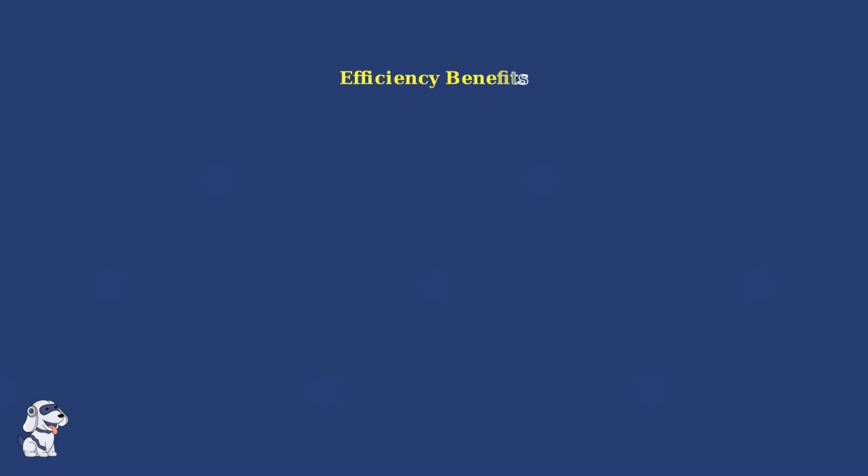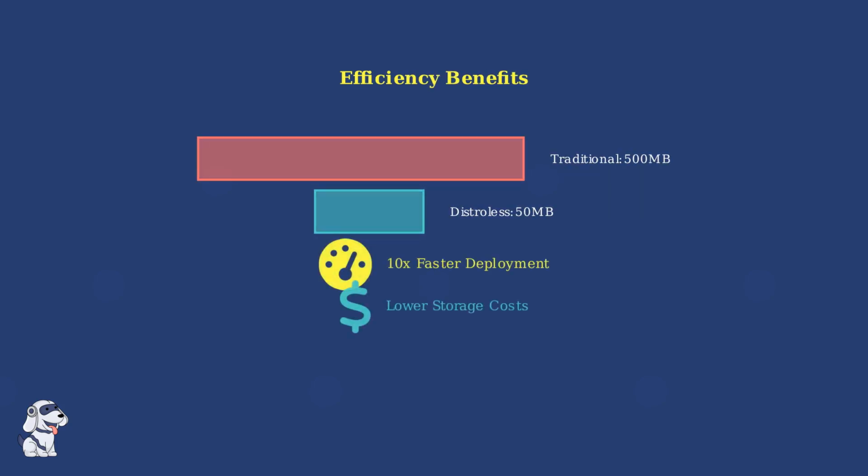Distroless images also provide significant efficiency benefits. Smaller image sizes mean faster deployment times, reduced storage costs, and quicker container startup. Your applications can scale more rapidly when each container requires less time and resources to initialize.